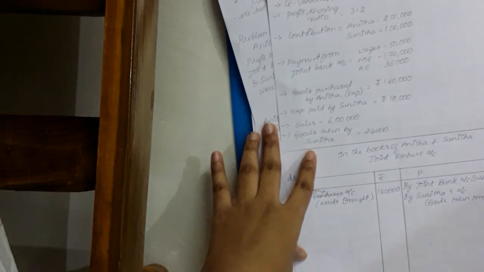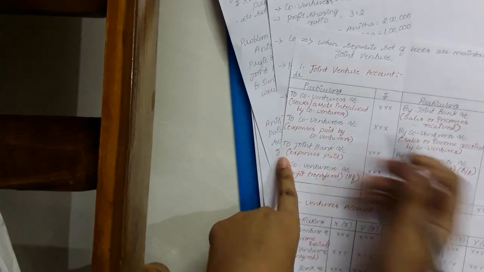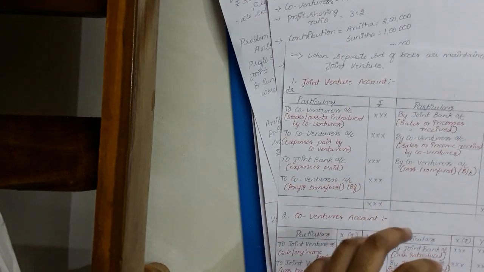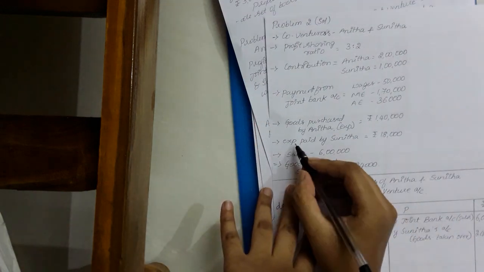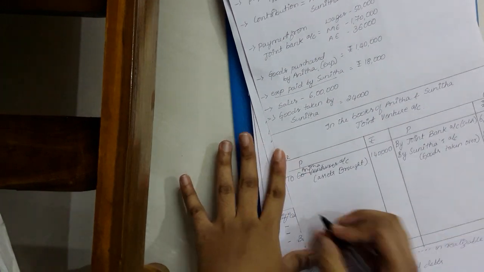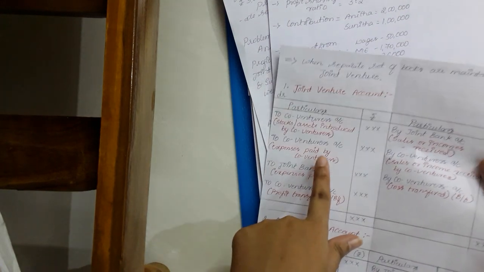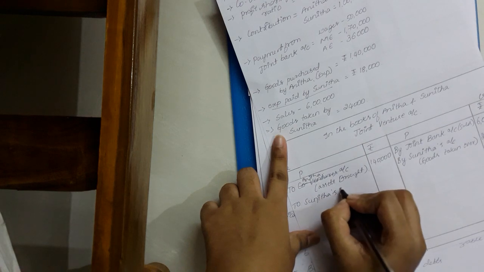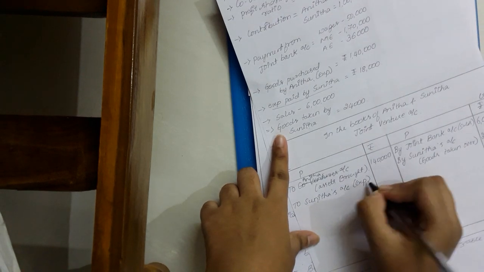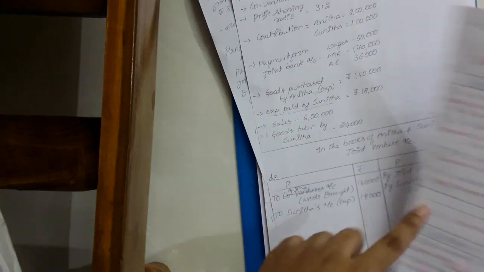So next, what is there in this joint venture account? To co-ventures account, expenses paid by co-ventures. If any co-venture, any partner, has paid expenses, we will be recording that. So in the question they have given that Sunita has paid some expenses, so we need to write to Sunita's account, expenses paid. How much are the expenses paid by Sunita? 18,000.